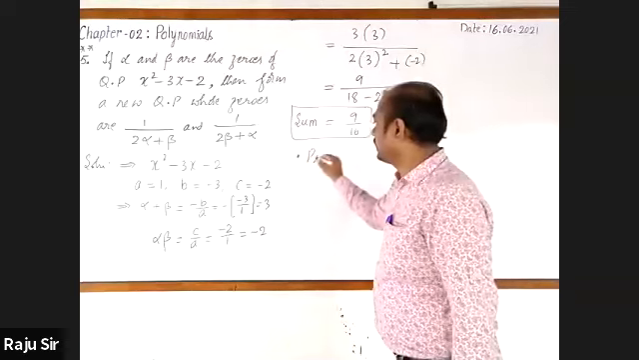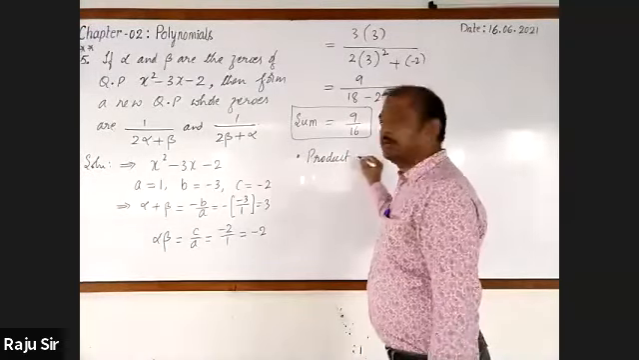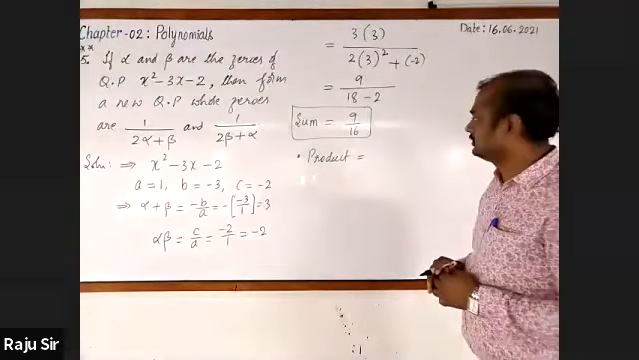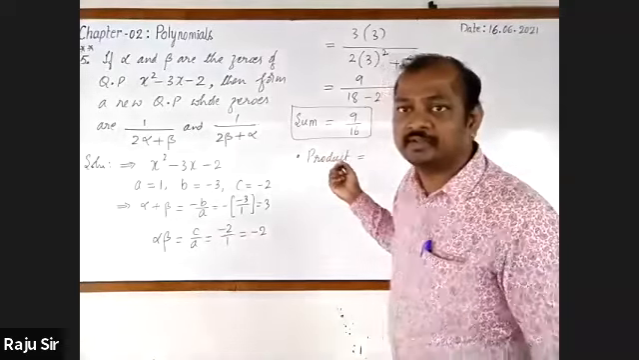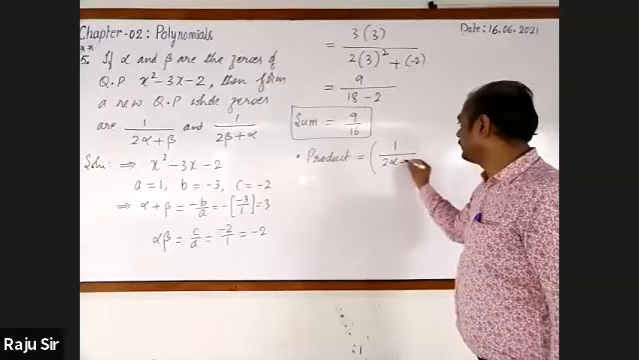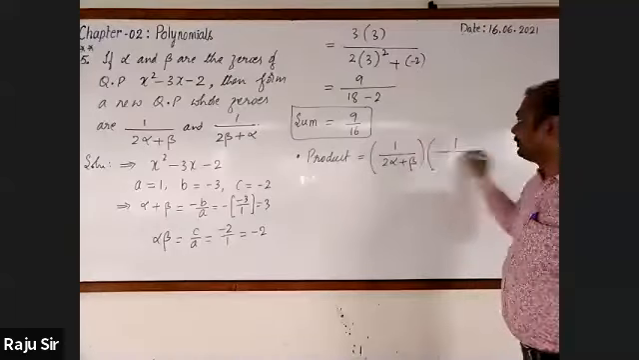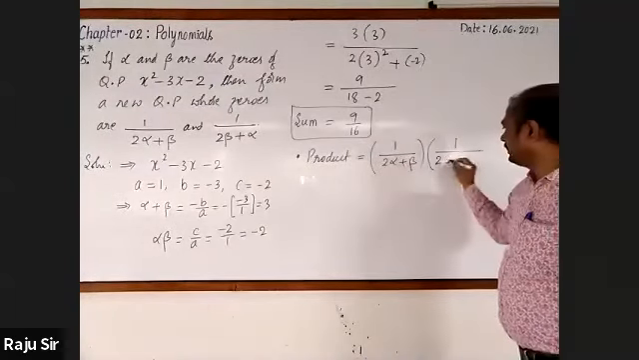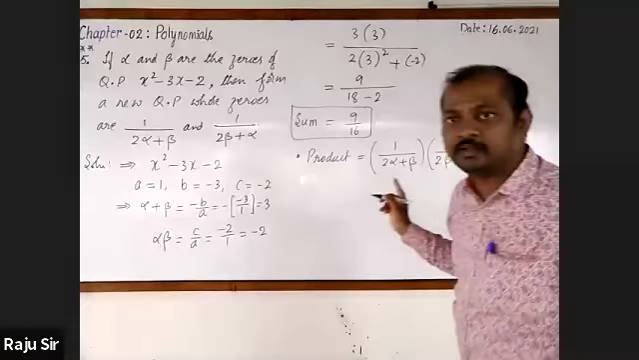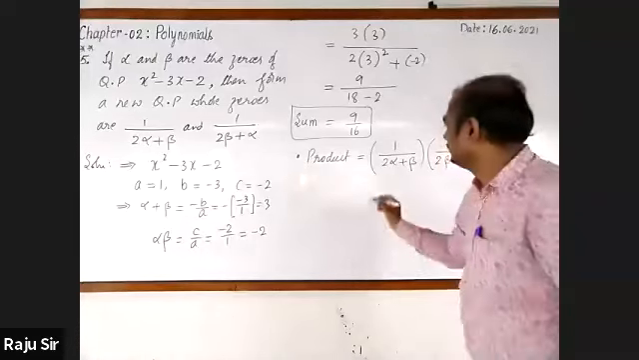Right. Product. Product of new zeros. Let me take the zeros. Vijayta, your concentration should be here. Right. Product is 1 by 2 alpha plus beta into 1 by 2 beta plus alpha. Are you writing? Okay. Now, this is equal.